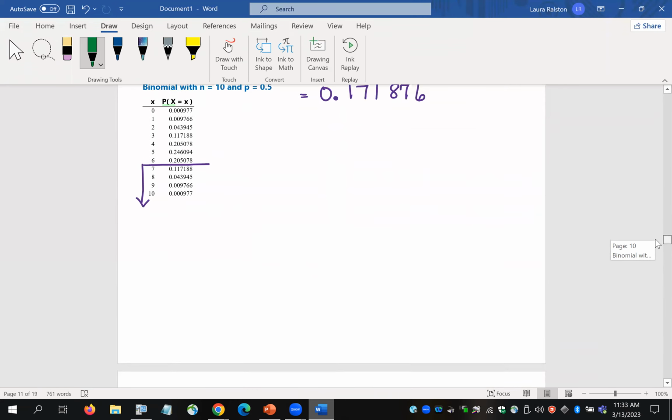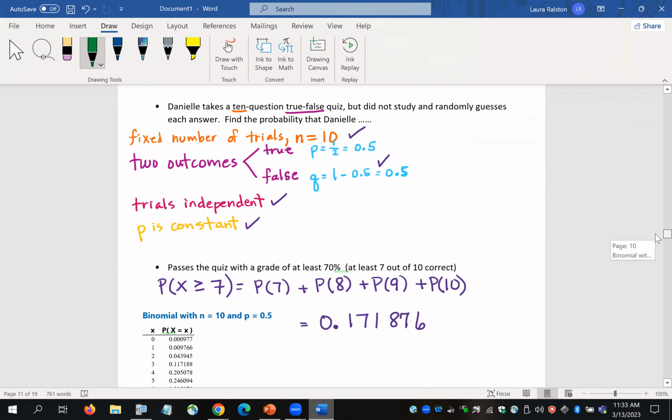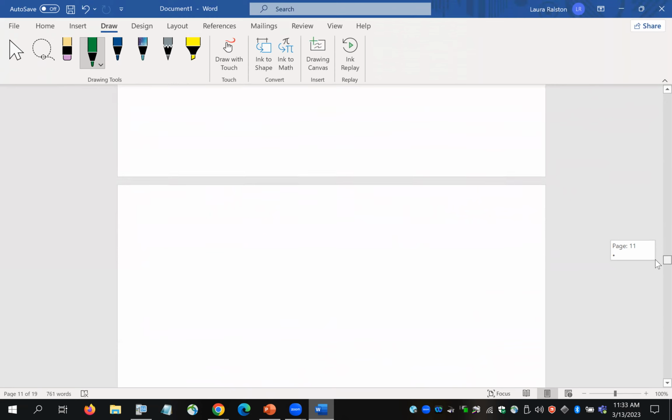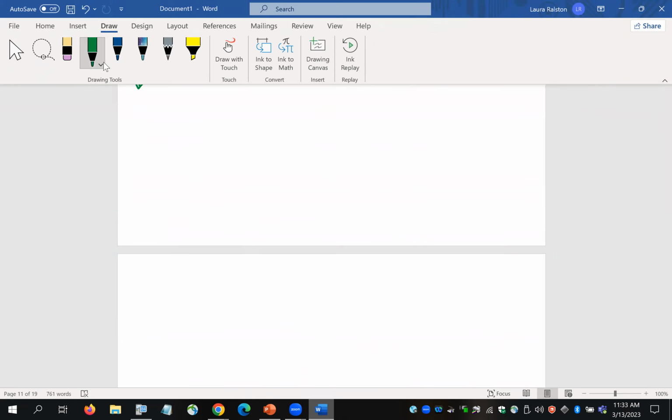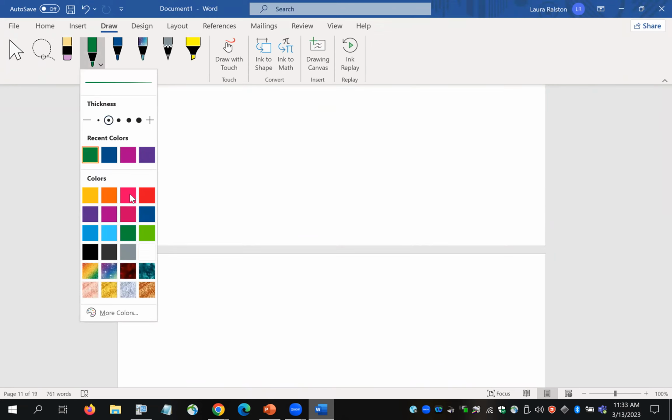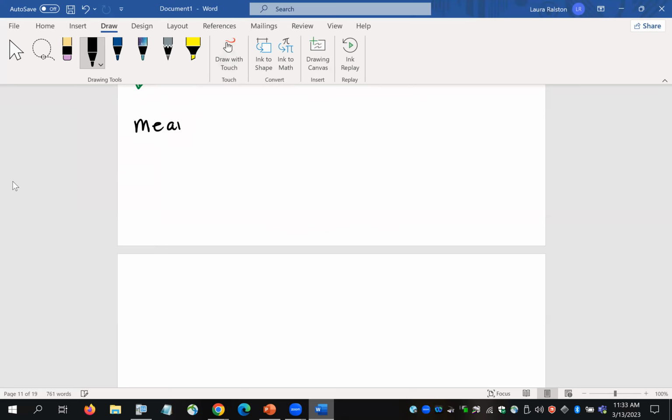Now we could also figure the mean and the standard deviation. They're not asked for, but let's see if we can figure out, on average, if she's guessing, what would be the mean? The mean, remember, is N times P. So 10 times 0.5 would be 5. So on average, we would expect students to get 5 questions correct.